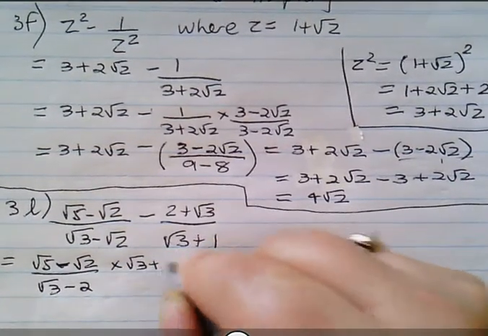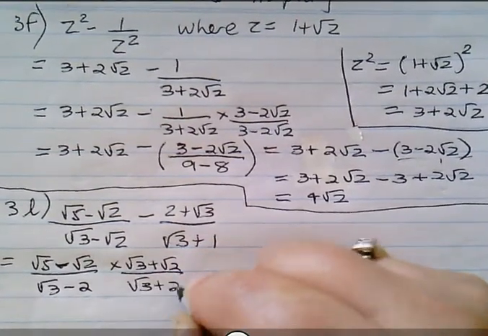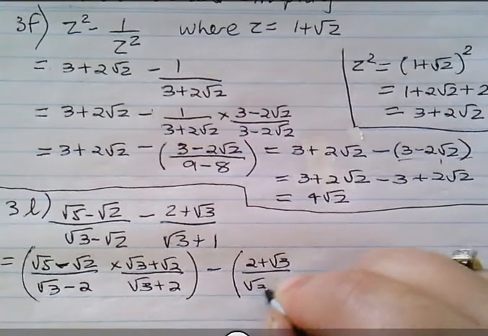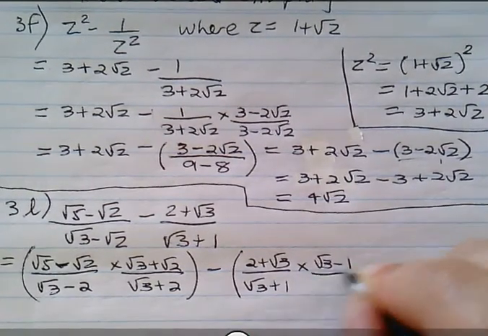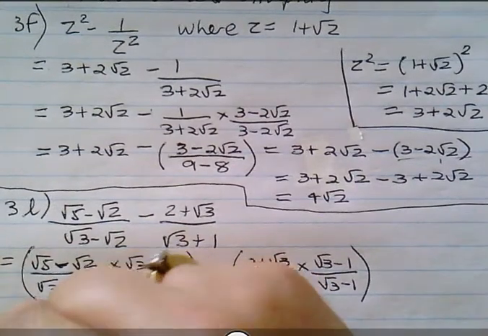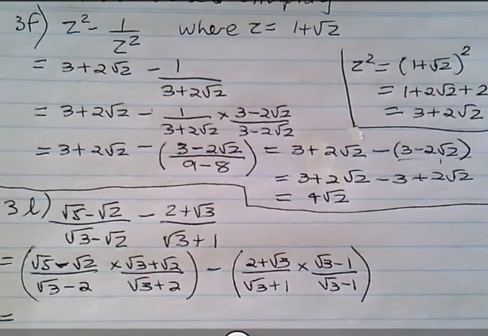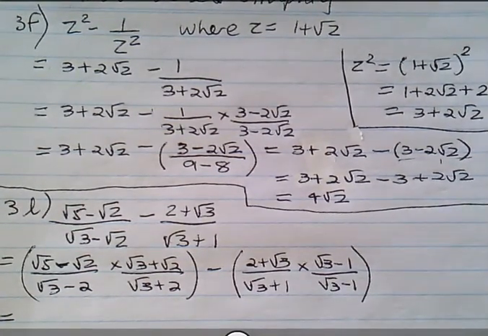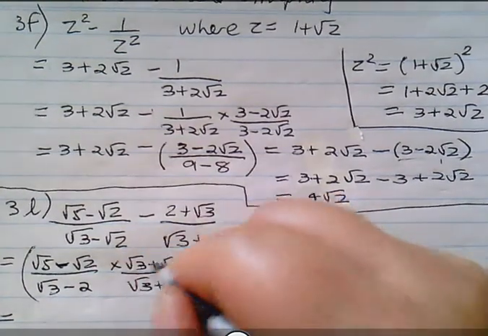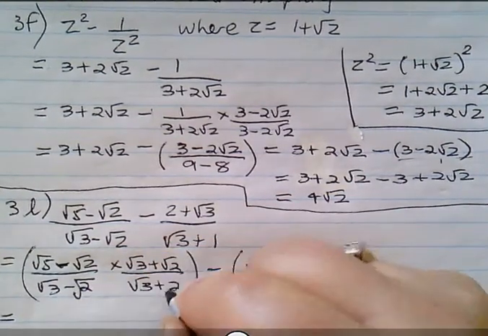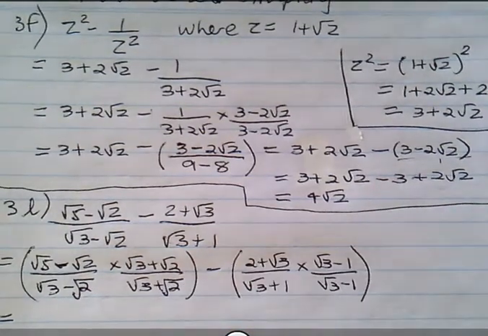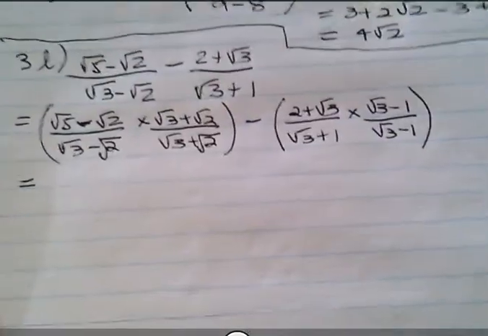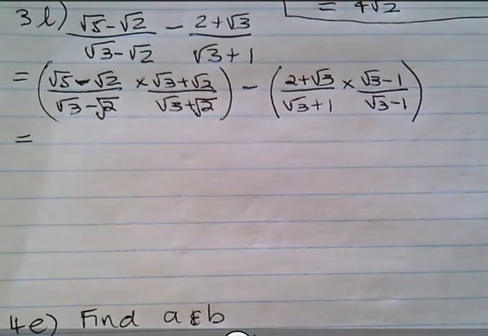So times root 3 plus root 2 over root 3 plus root 2. I'm going to keep that in brackets, minus the second fraction, 2 plus root 3 over root 3 plus 1, times root 3 minus 1 over root 3 minus 1. Yes, I didn't put square root 2 from the question. Thank you. All good? Yeah, I missed that square root 2. So we're rationalising each one separately, and then let's just see how this method goes.